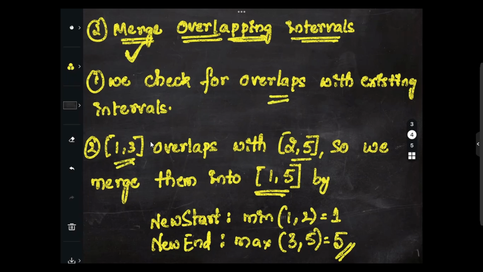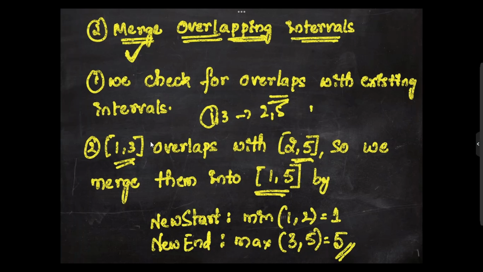1 comma 3 overlaps with 2 comma 5, so we merge them into 1 comma 5. We will merge them by taking the new start as the min of the starts, which is 1, and the end as the max of the ends, which is 5.